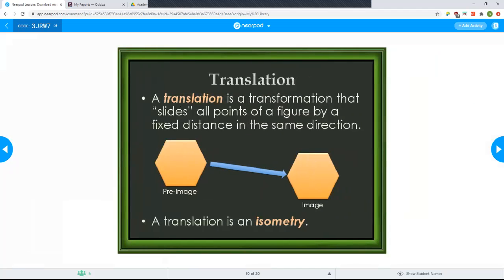So a translation is a transformation that slides all points of a figure by a fixed distance in the same direction. The pre-image slides over to the image. A translation is an isometry. In fact, that's a really good way to check yourself when you're doing translations. If it seems like the two shapes don't quite look the same, you may have slid something about that shape into the wrong position. Your shapes should look identical. They're just in different locations.